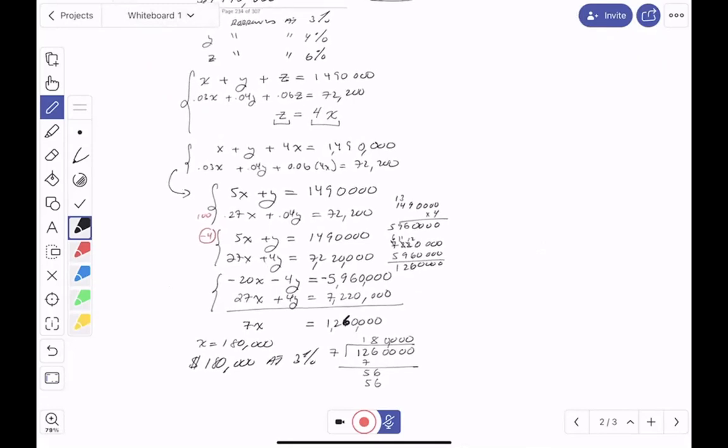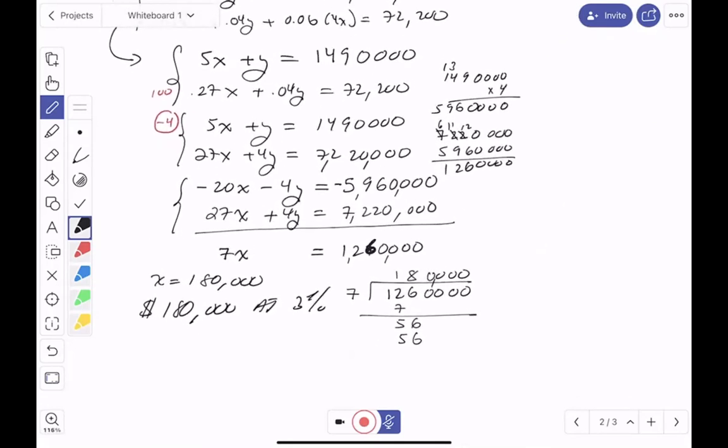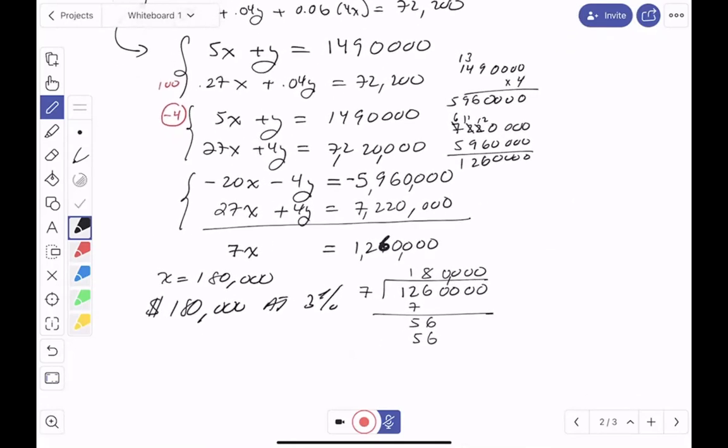Ooh, Z is 4 times that. Let's see. What's 4 times 180,000? That's 720,000 at 6%. We'll check with the key. Don't worry about that. And then the question is, what's remaining?